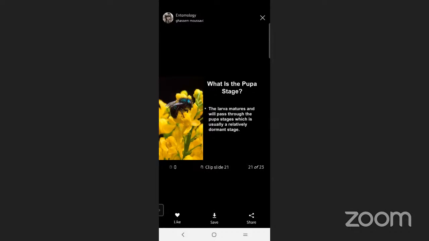Coming to the appendages part, 36th page. Are you able to see?